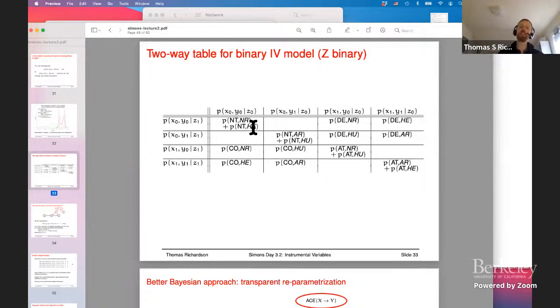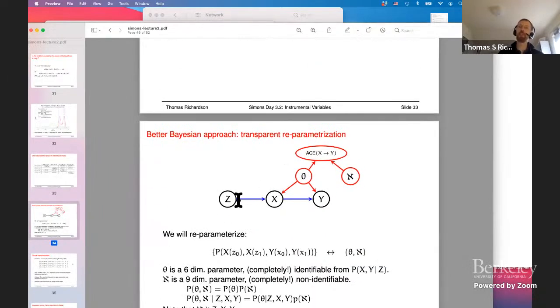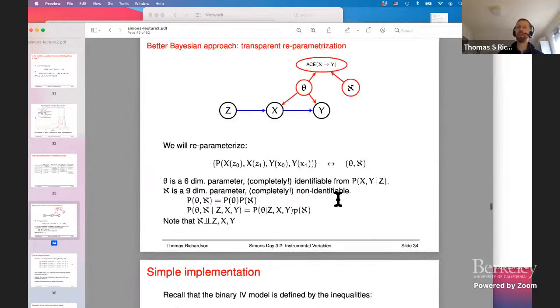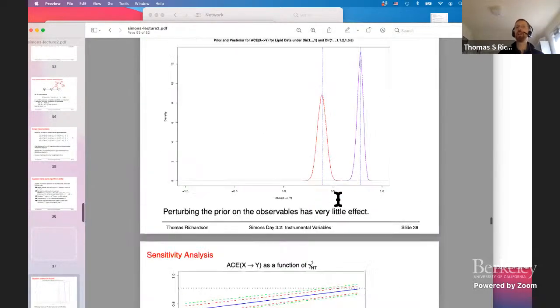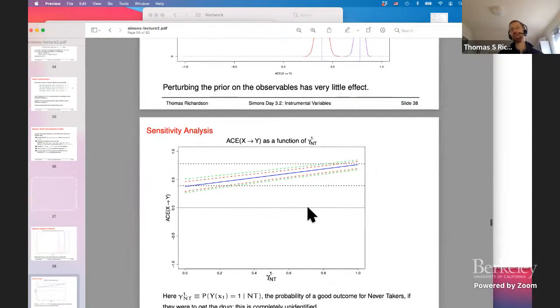So this is to say, essentially, to do a proper Bayesian analysis, you can reparameterize. Then part of these parameters are identified, and these parameters are completely not identified. And so you can then either compute posterior distributions on the bounds, which is what I'm showing you here. I'm showing you posteriors on the bounds and I'm perturbing the prior, and you can see there's no change at all.